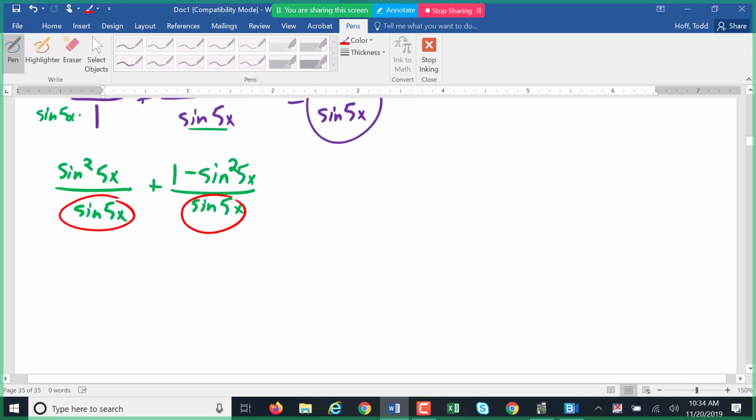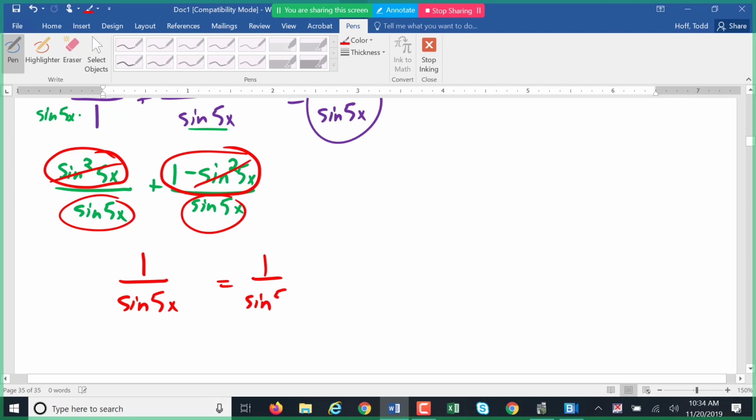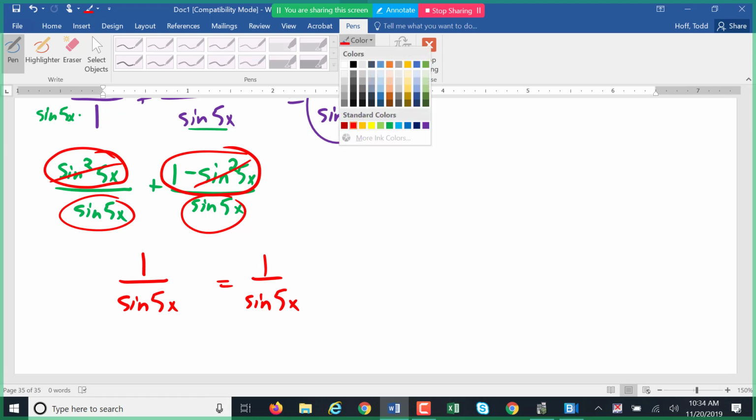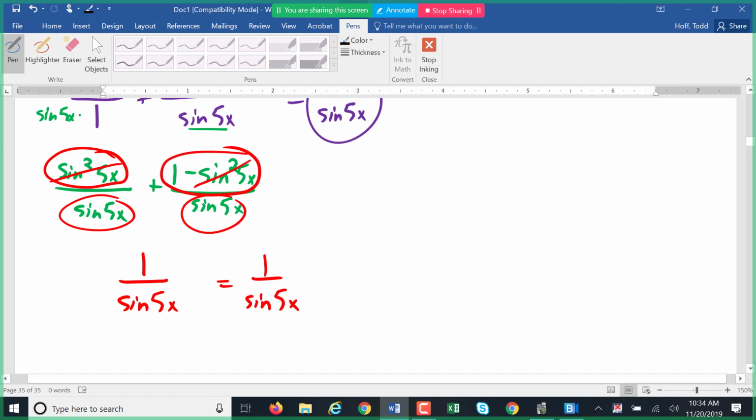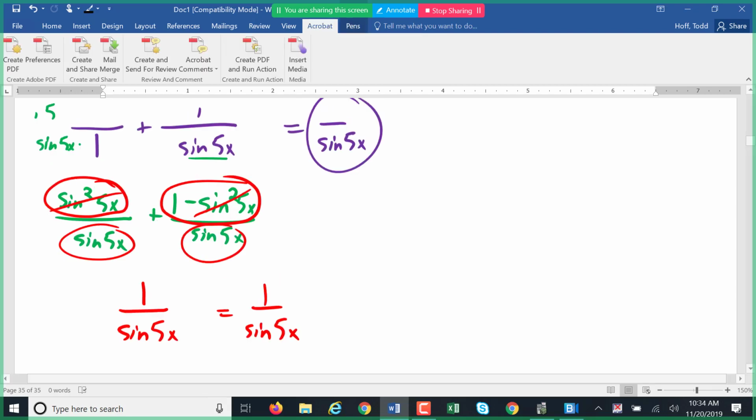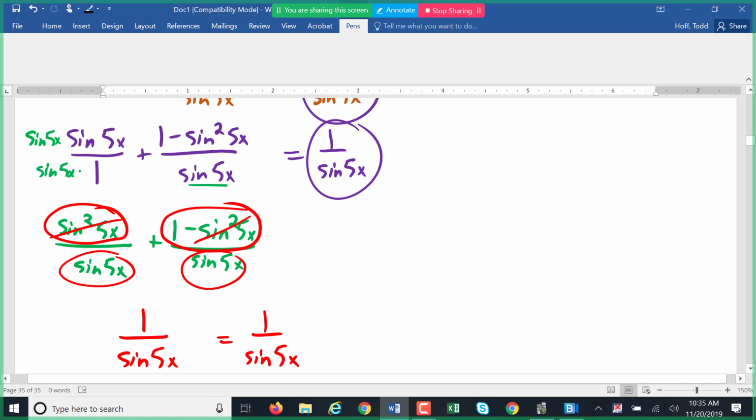Since I have a common denominator, I can add the numerators. Sine squared of 5x plus 1 minus sine squared of 5x. Well, positive sine squared of 5x and negative sine squared of 5x cancel out, and that just gives me 1 over sine of 5x. And of course, the right side is still just 1 over sine of 5x. Now, there were other ways we could have approached that, but that's the one that I think is probably the most methodical way of breaking it down and the easiest process to follow.